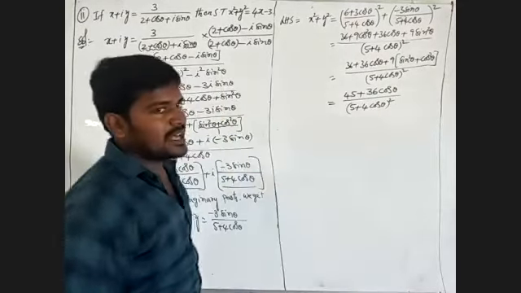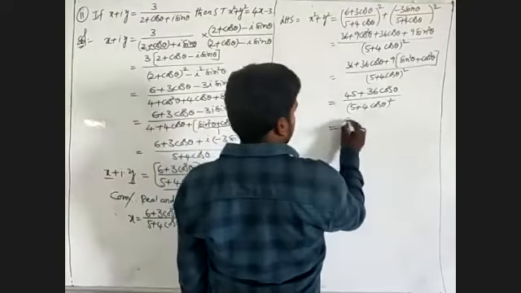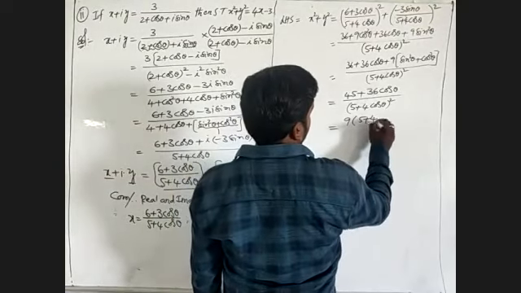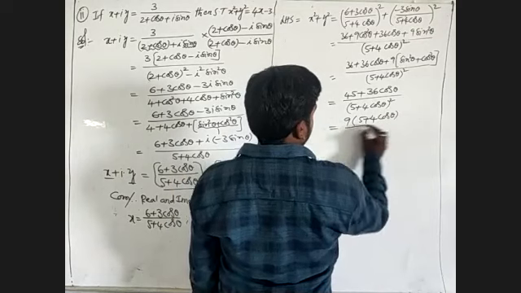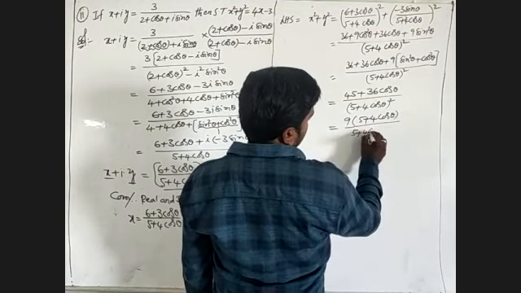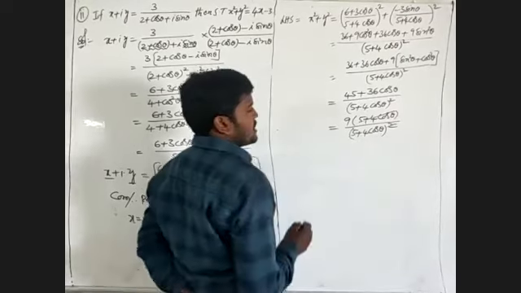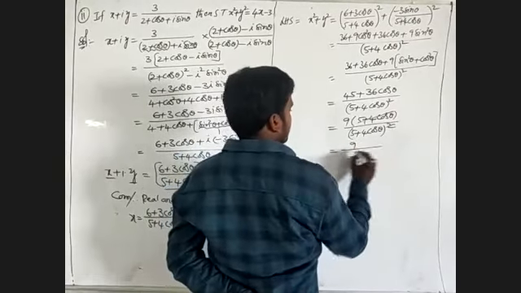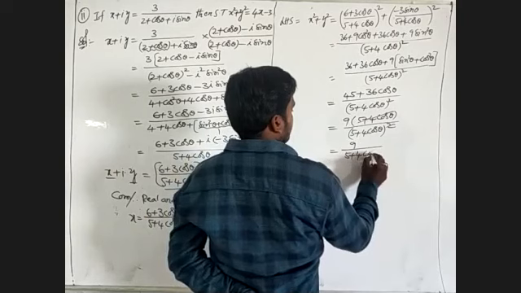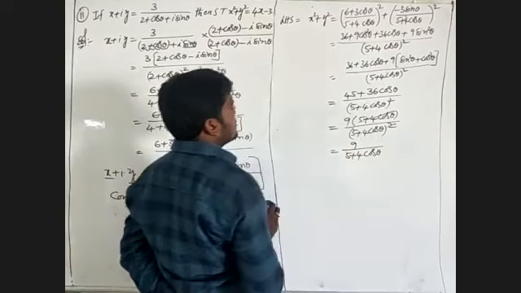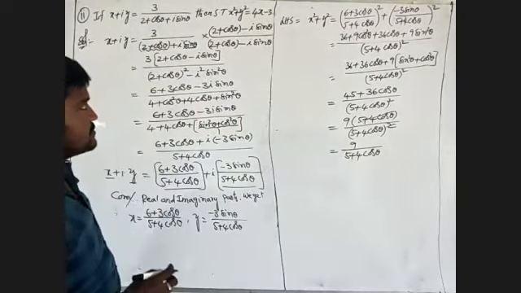In the numerator, I will take 9 common, and the remaining is 5 plus 4 cos theta. The denominator is 5 plus 4 cos theta whole square, so 5 plus 4 cos theta will be cancelled. Remaining is 9 by 5 plus 4 cos theta. This is the value of LHS.